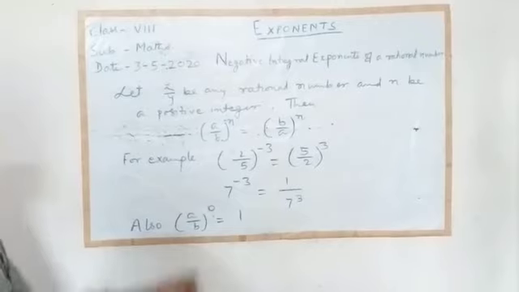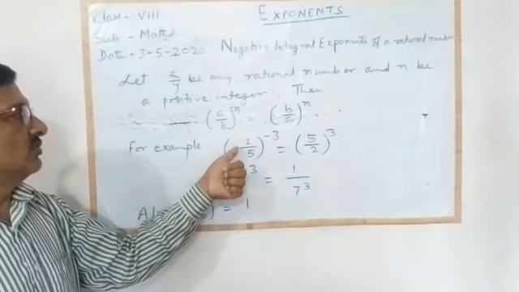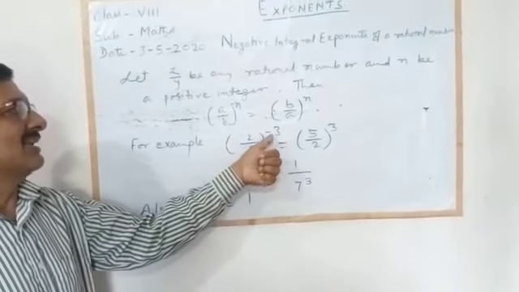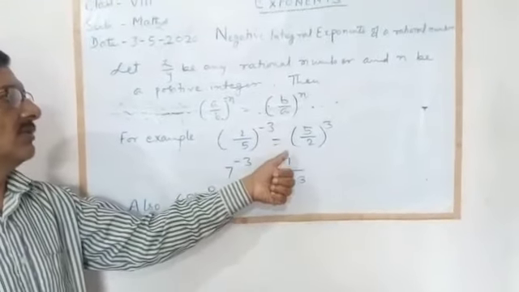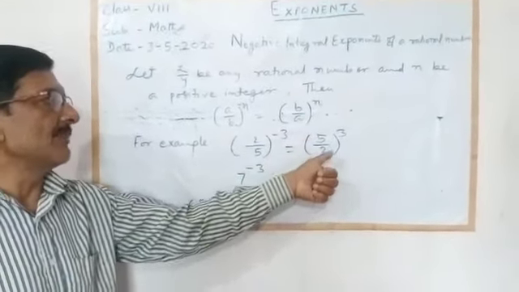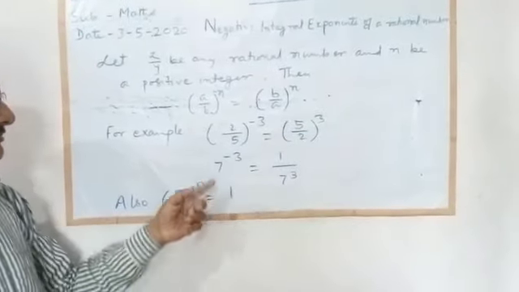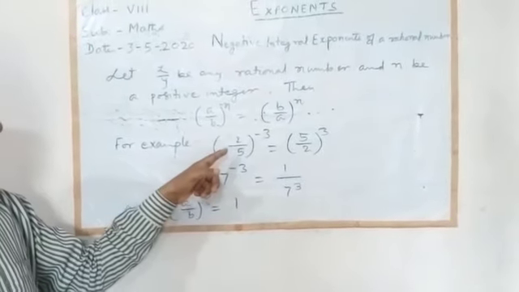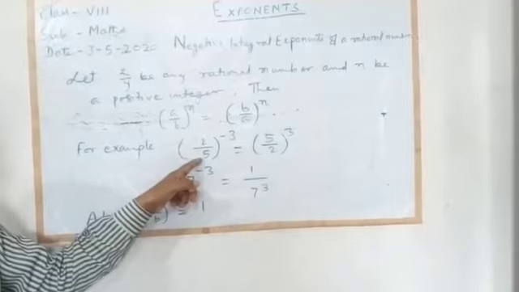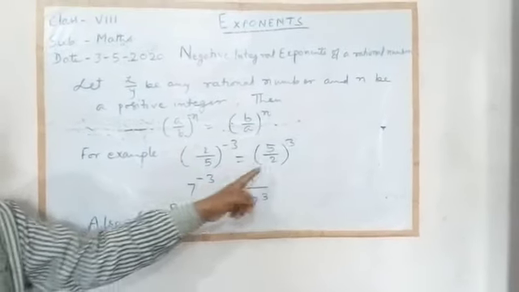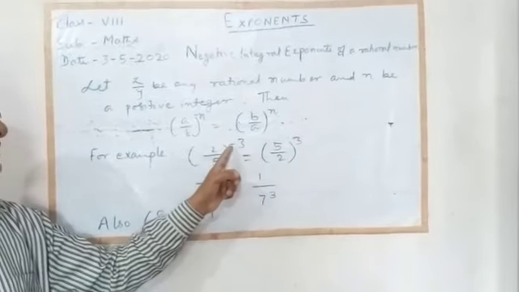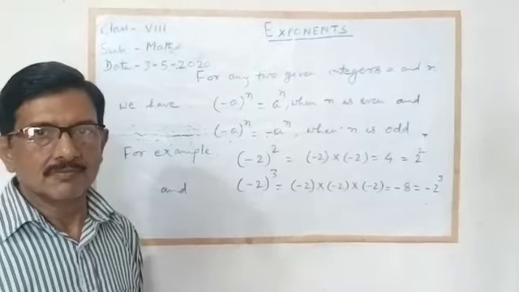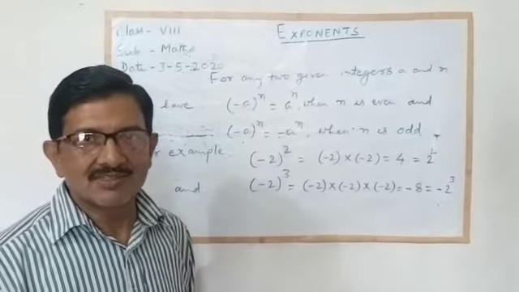For example, (2/5)^(-3) will be equal to (5/2)^3. Here we have made the reciprocal of 2/5. The reciprocal of 2/5 is 5/2, to the power 3. Now it's positive.